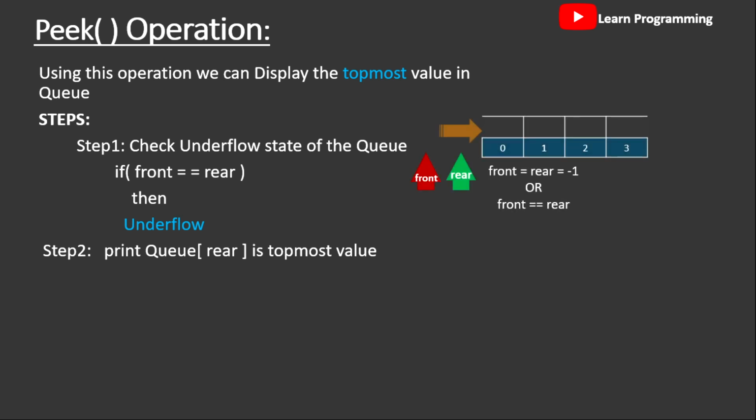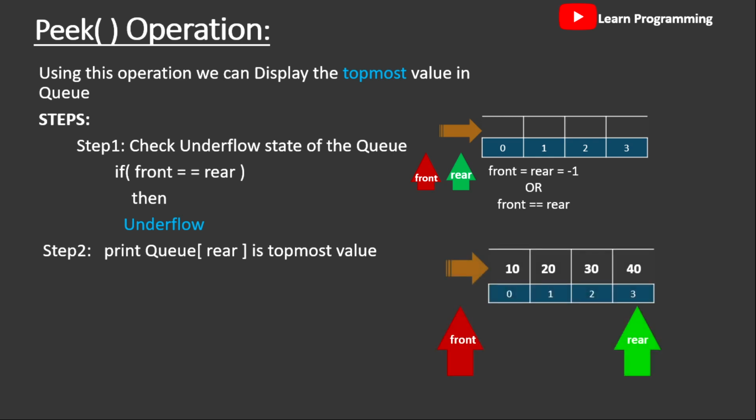Here you can see that the front equals to rear. That tells us that the queue is completely empty or it is in the underflow state. If this condition fails, then we will go ahead and visualize this. So here you can see that the front value is -1 and rear value is 3. So you can see that the front is not rear. Now we can display queue of rear as the topmost value. Rear is pointing to third index and the third index value is 40. Now it displays us that 40 is the topmost value. Here you can see that the 40 is displayed on the top of the queue.